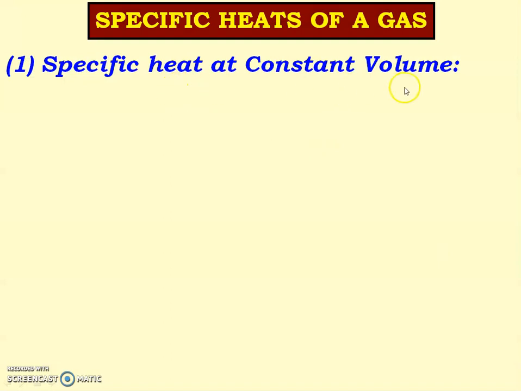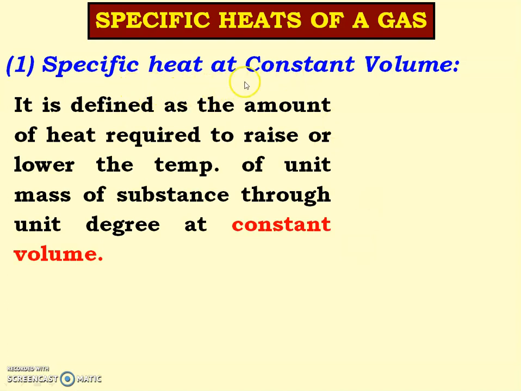So specific heat at constant volume. First of all, the definition of that. The definition of specific heat at constant volume is the same as the definition of specific heat. Only we have to add at the end of that definition, at constant volume. So now again, defining the specific heat at constant volume: it is defined as the amount of heat required to raise or lower the temperature of unit mass of substance through unit degree at constant volume. So if we add this, it becomes the definition of specific heat at constant volume.